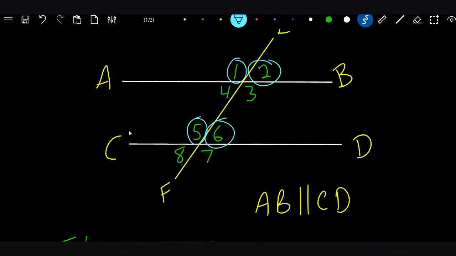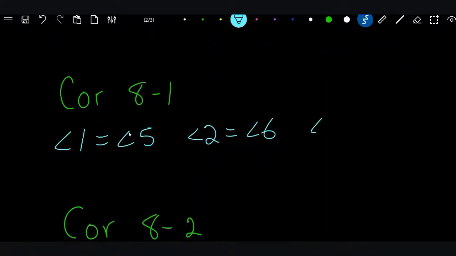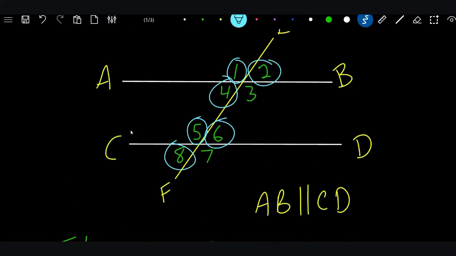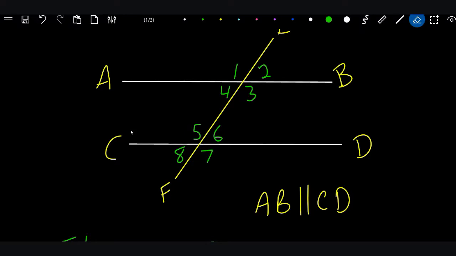We would also say that angle 4 is equal to angle 8. And then, obviously, the last one would be angle 3 is equal to angle 7. Angle 3 equals angle 7. Okay? And so those are the corresponding angles. And that only works if those lines are parallel. Well, good news, they are parallel. We've got that right there. Okay?